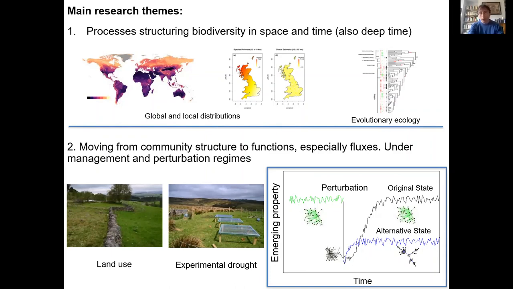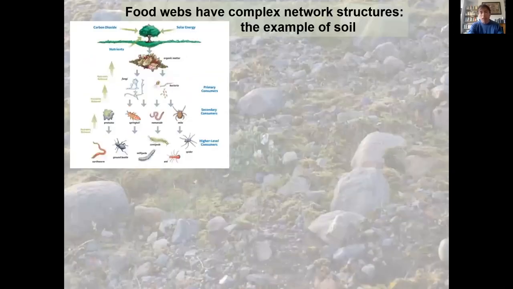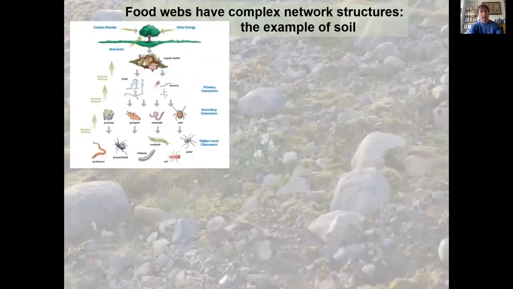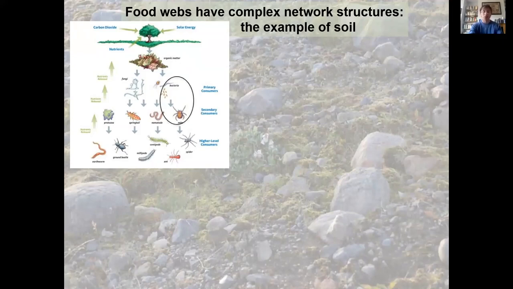I will give initially examples from the soil food webs, but what I'm saying is generally applicable to any kind of food web and network in general. So the first thing to say is that food webs have very complex network structures. This is very true for soil food webs because they are particularly species rich and they consist of a very broad range of different types of interactions.